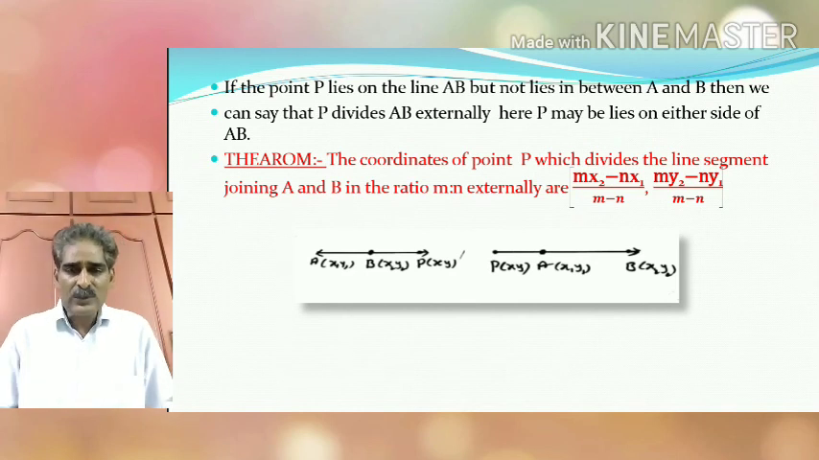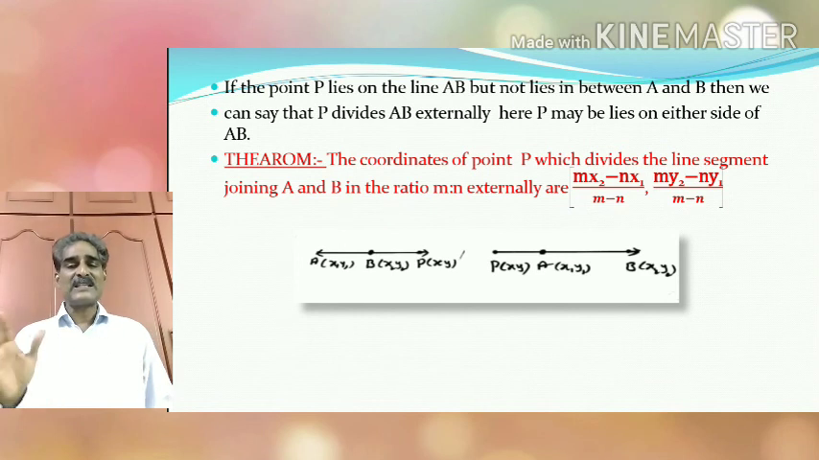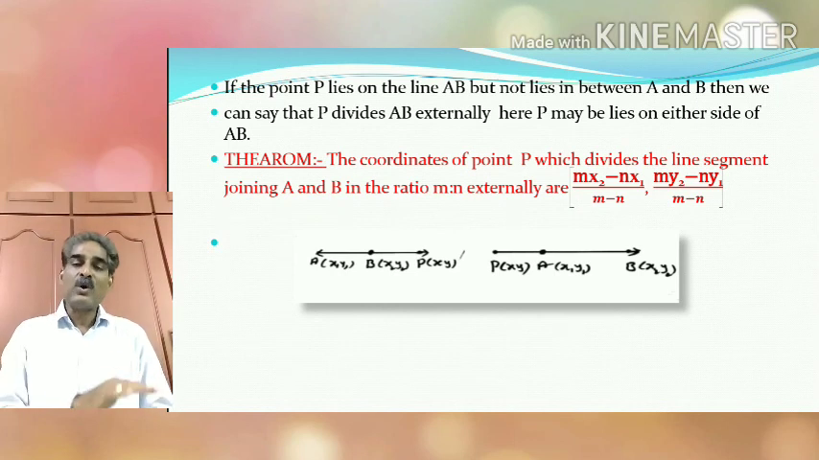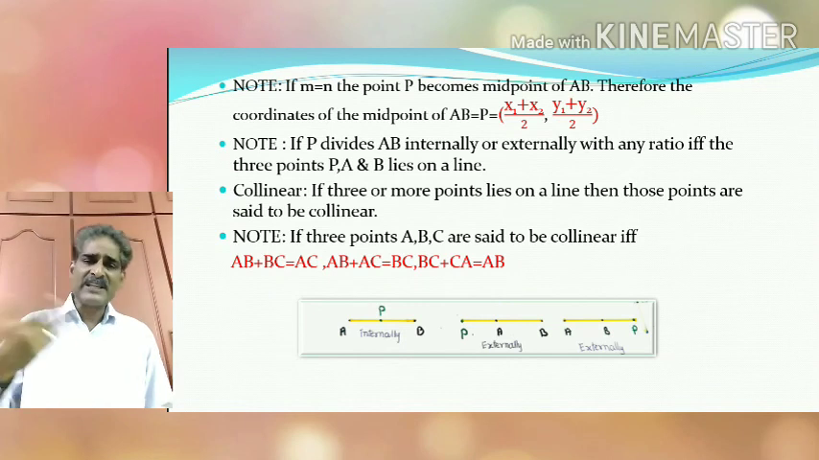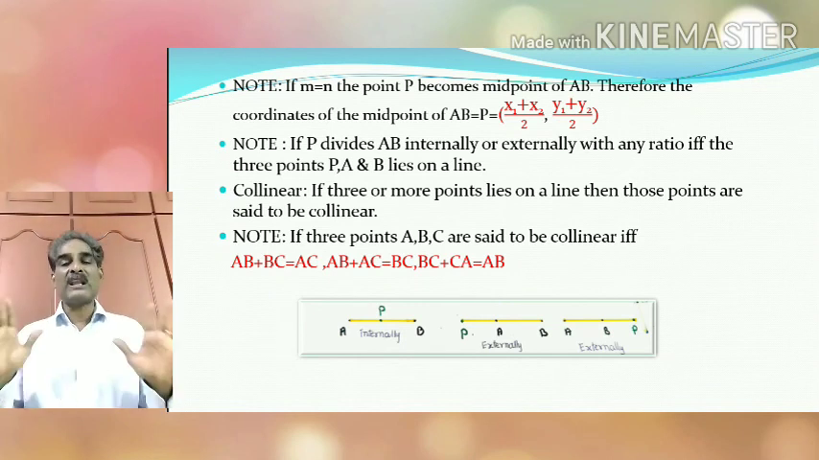Okay, now come to one observation, that is a note. The observation is very important. If P divides the line segment AB either internally or externally, what will happen? Those 3 points lie on a line. Whether the division is internal or external, in both cases A, P, B lie on a line.